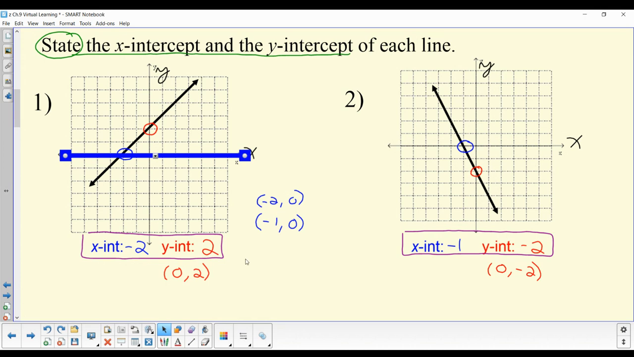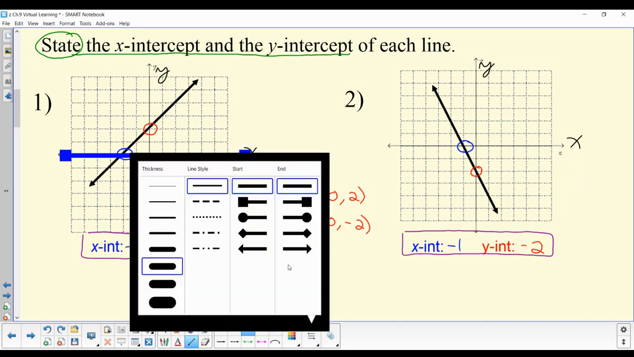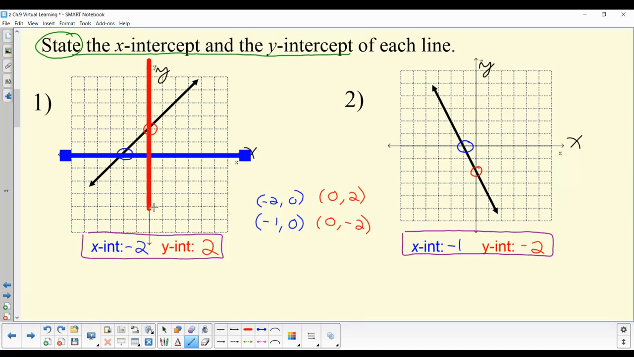When we look at the y-intercept, we had 0, 2, and for problem number 2, we had 0, -2. The characteristic that our y-intercepts have in common is that their x value is 0. And the reason for this is because they are always on the y-axis. And on the y-axis, every single point has an x value of 0 because you go 0 right or left to be on the y-axis.